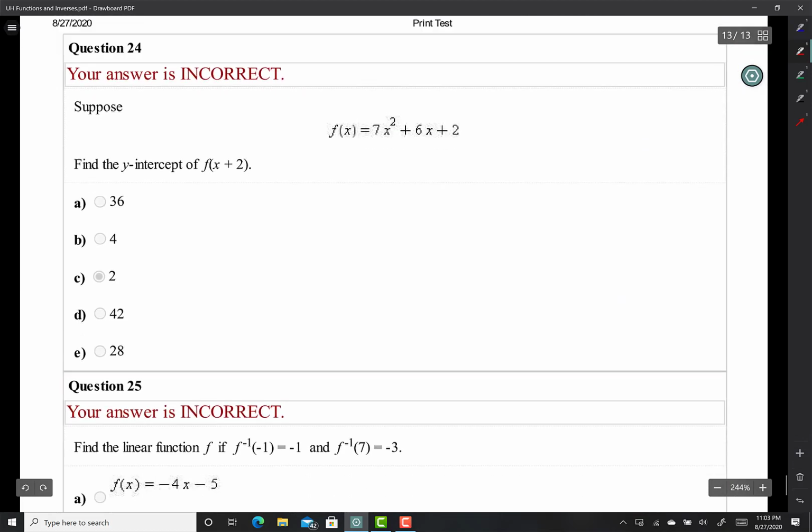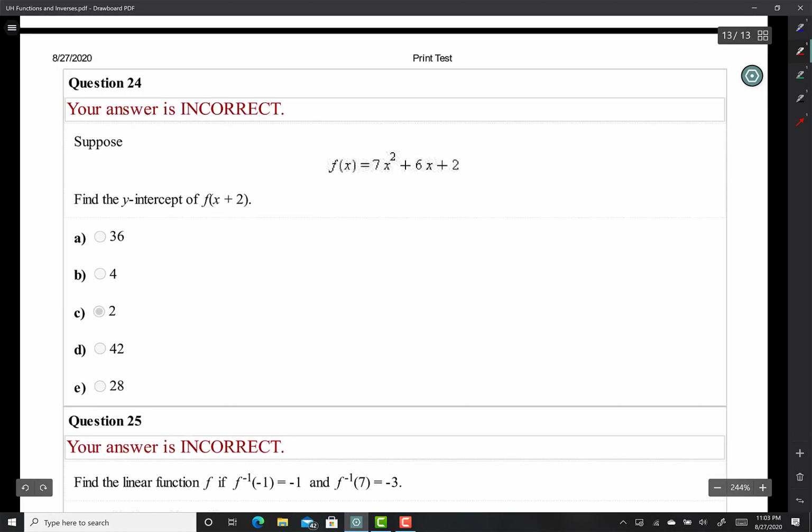Alright. This one here, there's two ways. I mean, there's several ways. I guess the easiest way is just to plug in x plus 2 in there, and then once you have your final expression, plug in a 0. So let's go ahead and try that.